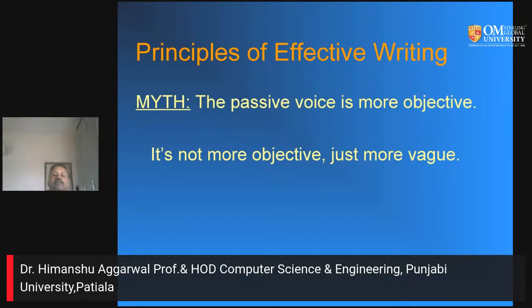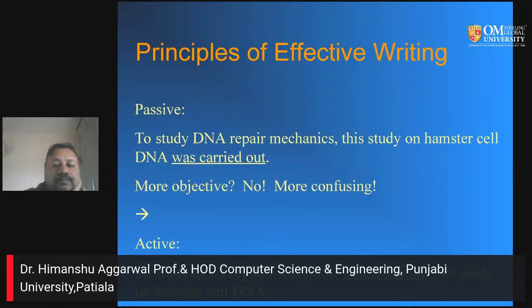There is a common myth that passive voice is more objective. It is not objective, but it is more vague actually. Next. To study DNA repair mechanisms, this study on hamster cell DNA was carried out. So it is not objective, it is more confusing. So instead of writing this, we can write to study DNA. Please go to the next slide.